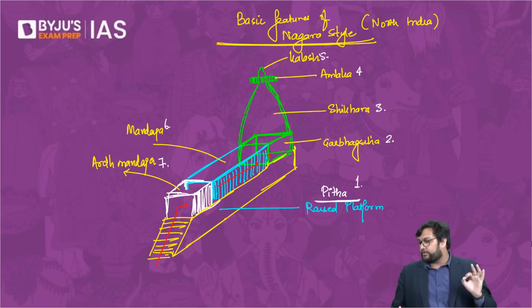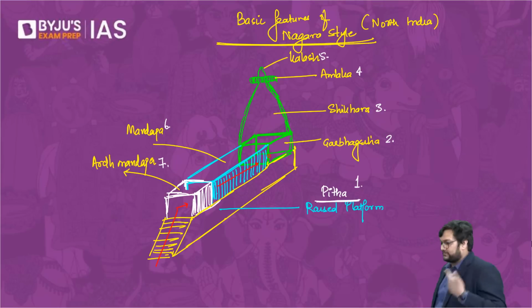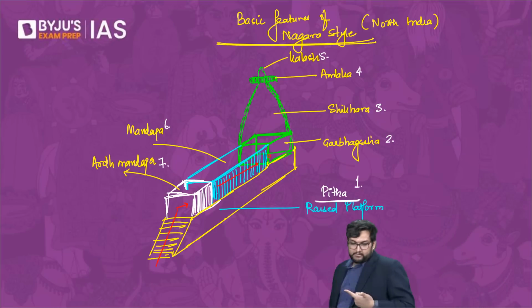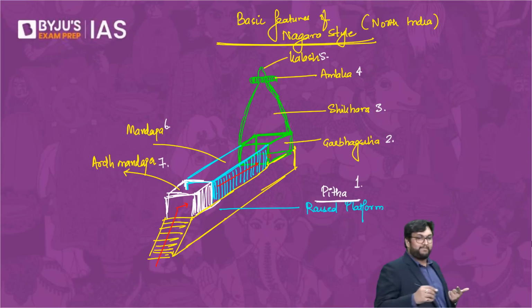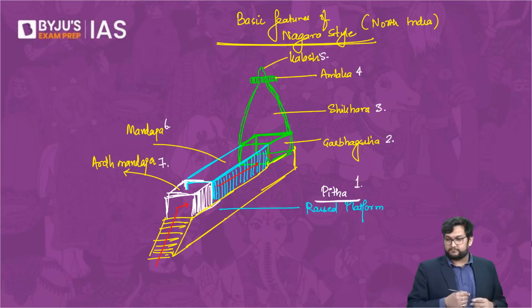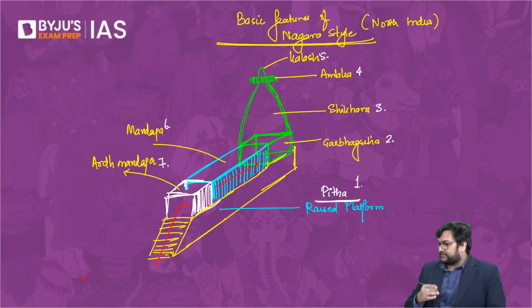Are these 7 points clear? Then I add more points to the basic features of Nagara style. Are we clear about these 7? Come on. The next thing would be the 8th point.